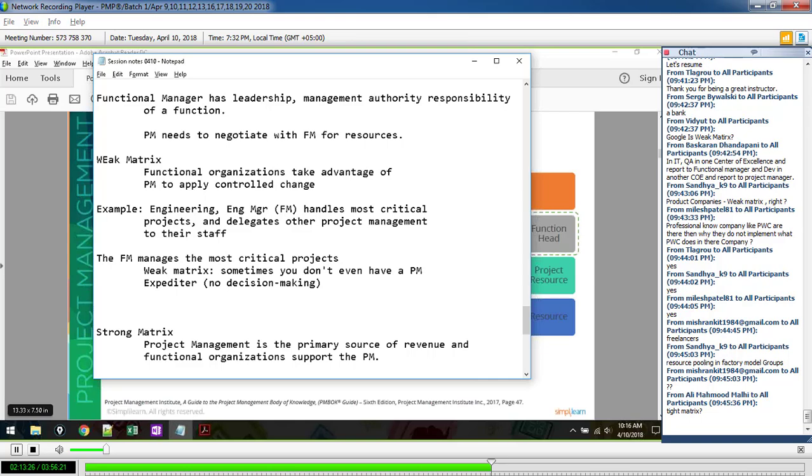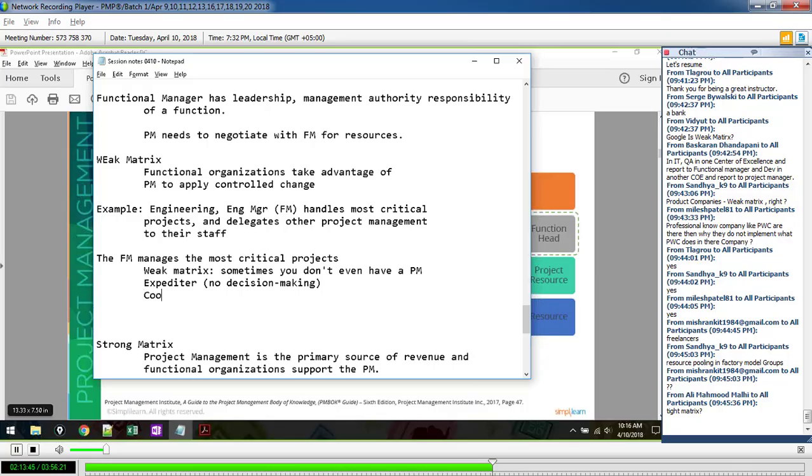An expediter is where a functional manager says, you know what, this project is not that critical. I just need somebody to keep an eye on it, right? All it is is communications and tracking. That's all it is. No decision making, right? That's what an expediter is.